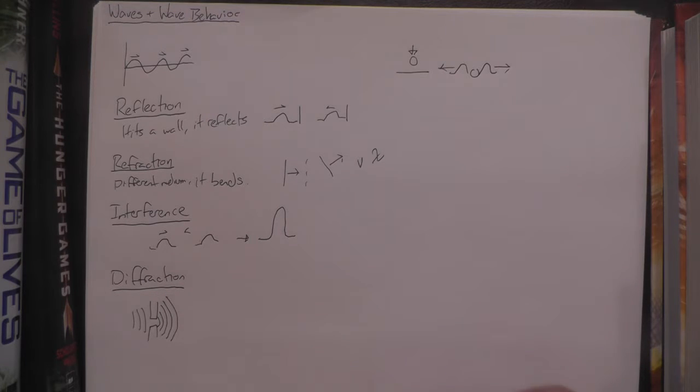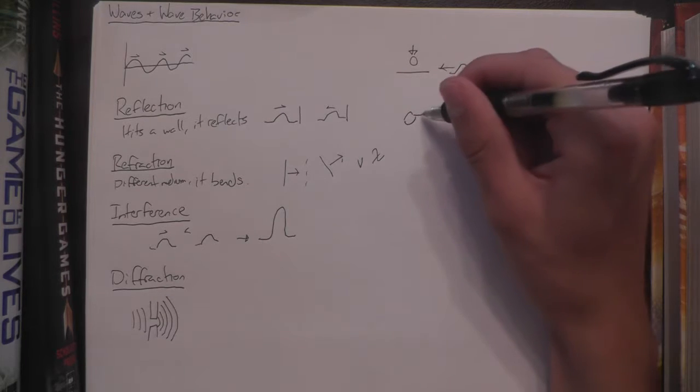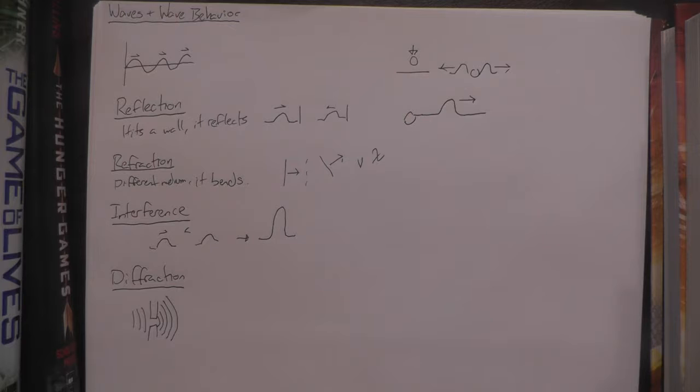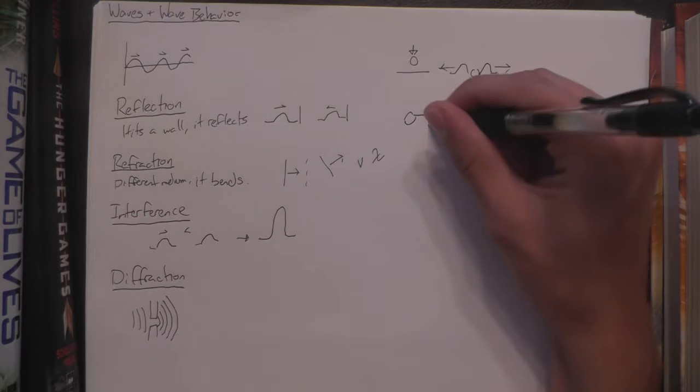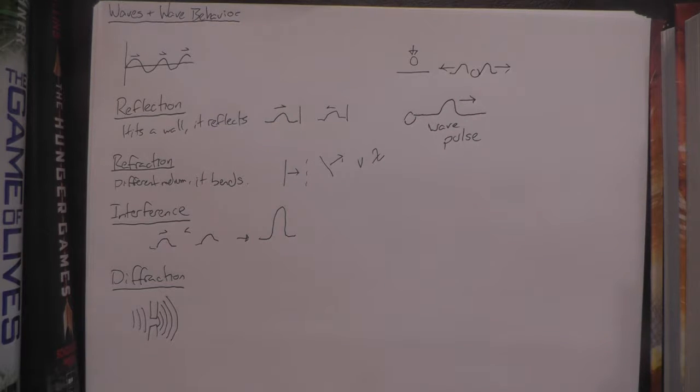So to start off with our analysis of waves, let's start off with the simplest idea of a wave pulse. Now imagine you have a string in your claw-like hand here, and you shake it once, creating a little bump that travels along the string. That right there is a wave pulse. A wave pulse is just a single transfer of energy. Now there are several properties of a wave pulse that we can discover.